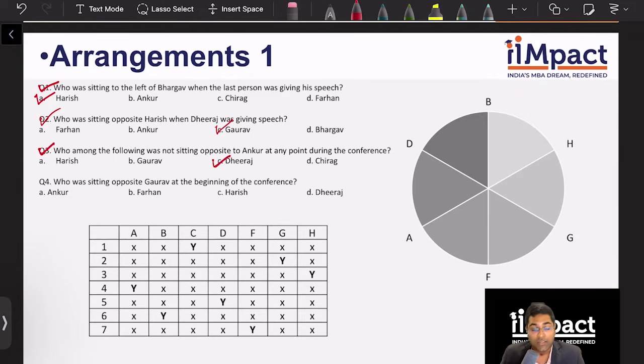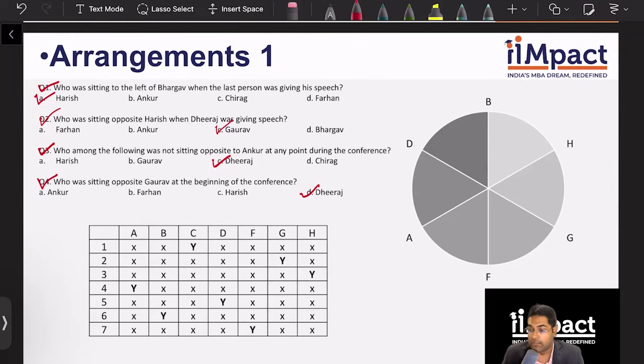Okay. Question number 4. Who was sitting opposite Gaurav at the beginning of the conference? Very straightforward. We already have that diagram. And that's the end of this set. So, guys, the simple things to revise and revisit and learn in this set were the concepts of left, right? And being able to visualize how the seats will change and which of these positions will cross out.